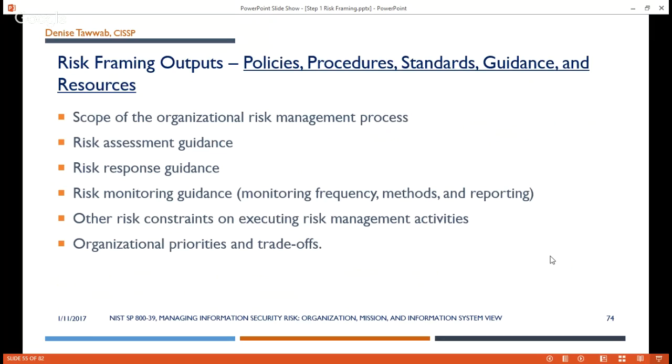The risk framing outputs from a policy, procedure, standards, guidance, and resource standpoint include the scope of the organizational risk management process, the risk assessment guidance, the risk response guidance, the risk monitoring guidance, other risk constraints on executing risk management activities, and your organizational priorities and trade offs. And this is a set of documentation that is disseminated throughout the organization to people who are involved in risk management activities so that there is a consistent and organizational wide understanding of the organization's approach to risk management.